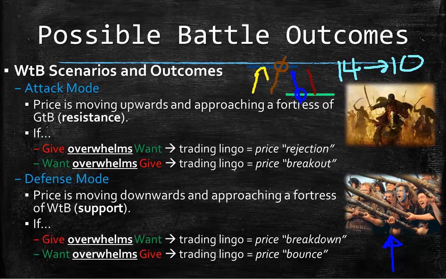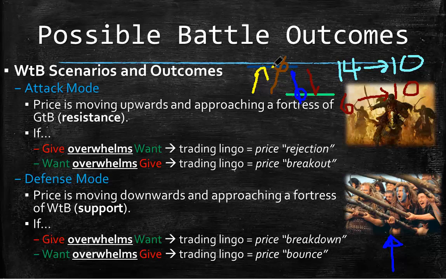And in this situation, if there are, let's just say, again, 10 people that want shares, but at that level, there's only 6 people that want to give them away, then what's going to happen? The price is going to have to bounce back up, and this is going to remain a level of support. So that's all it is. There's two outcomes for Wanter the bear, or Wanter the bull. When they are in attack mode, it's just, can the want overwhelm the give? If it can, you get the breakout.